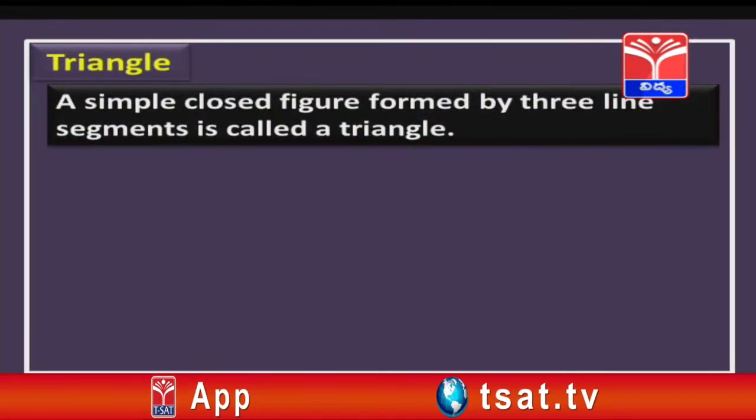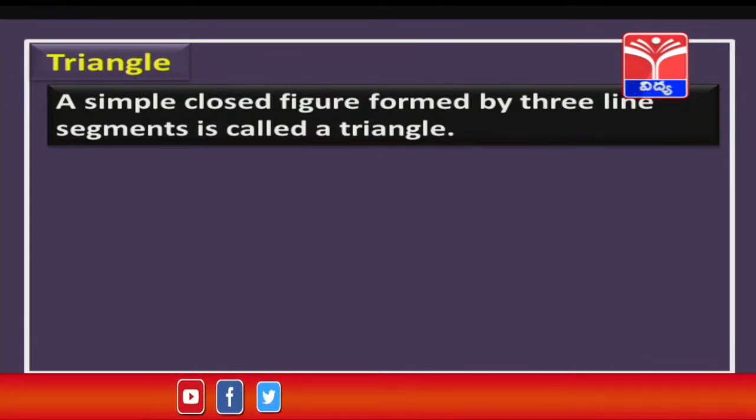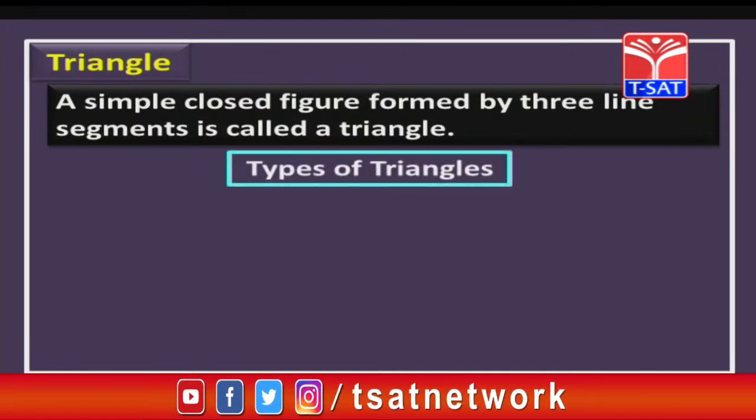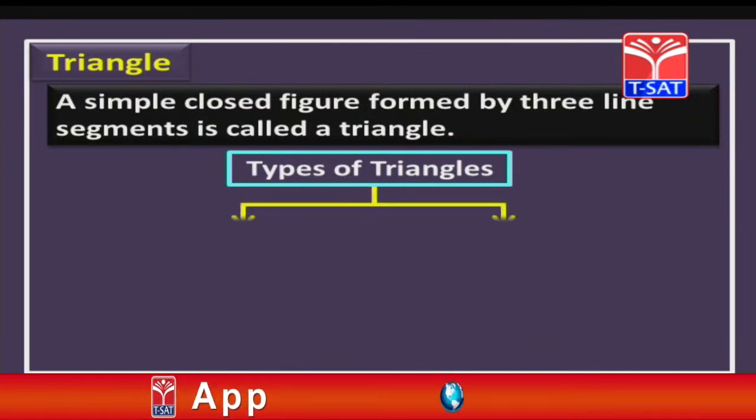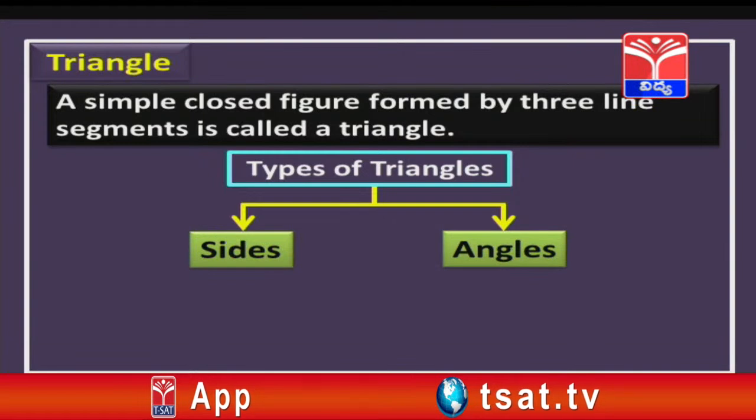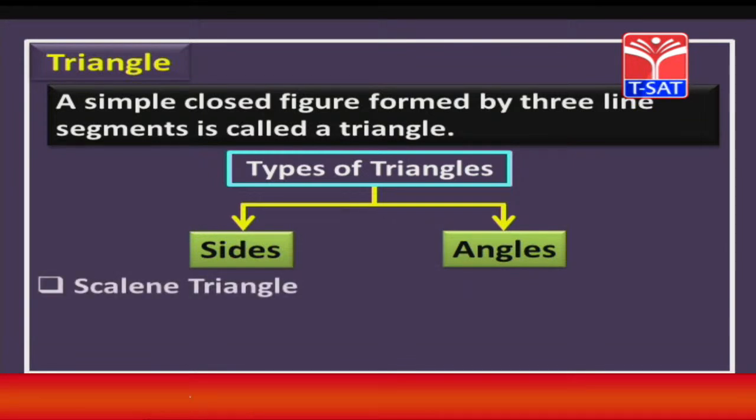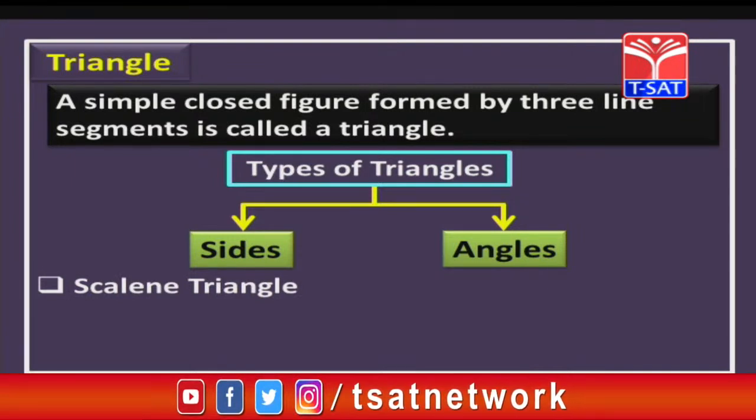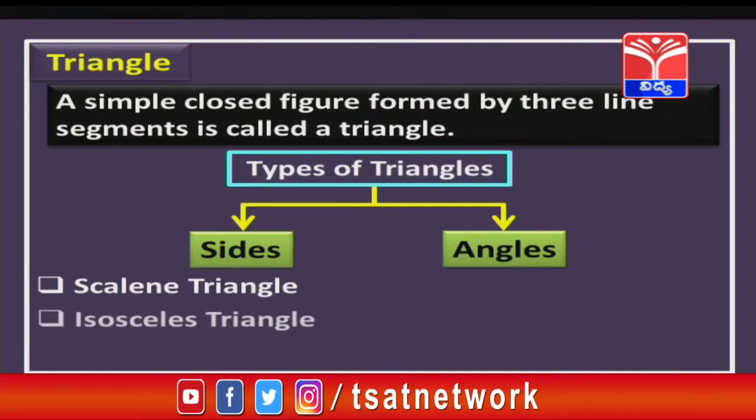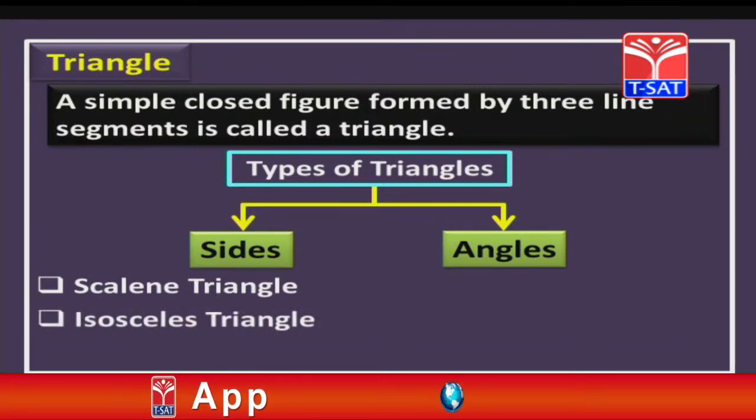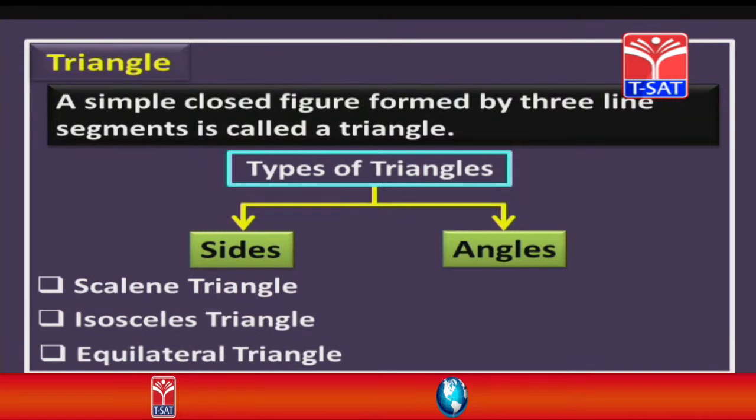Children, do you know what a triangle is? Right. A simple closed figure formed by three line segments is called a triangle. And children, do you know the different types of triangles? You are right once again. Now, these triangles can be classified based on their sides and angles. Based on their sides, we have scalene triangle. In this type of triangle, all the three sides will be different, whereas in the second one, that is isosceles triangle, any two of its sides are equal. Finally, we have equilateral triangle. In this, all the three sides are equal.